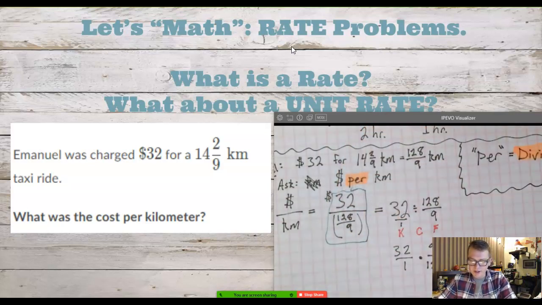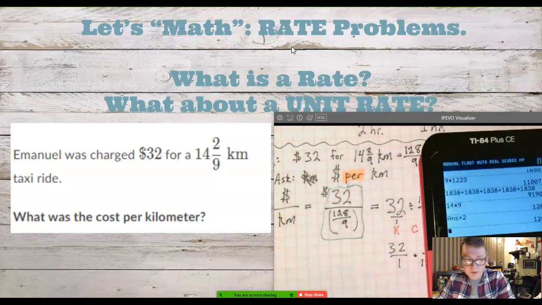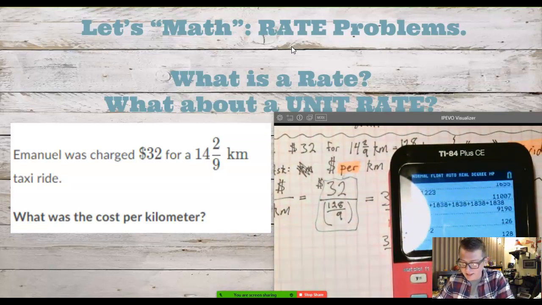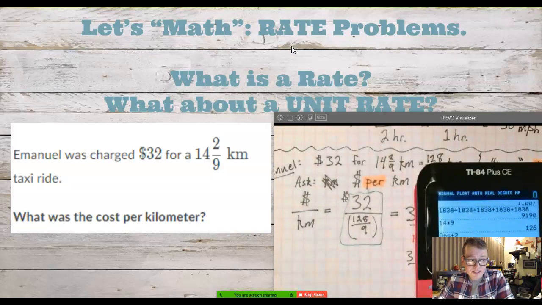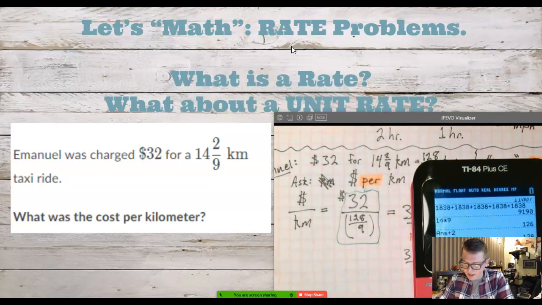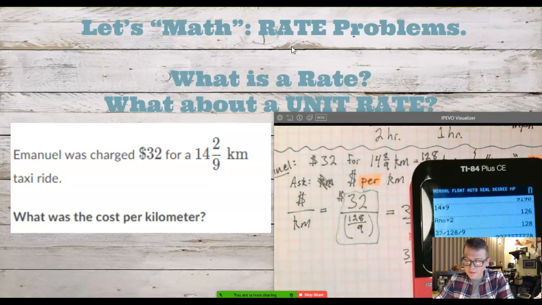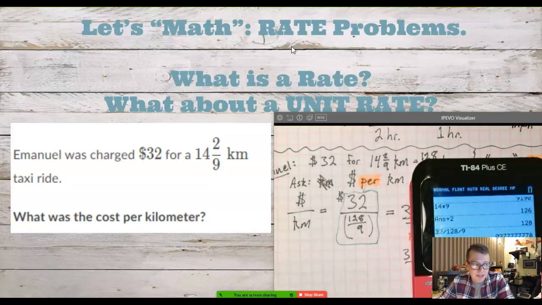So here's what I'm telling you. If I type, watch, please just watch my screen, 32 divided by 128 divided by 9, compared to 32 divided by parentheses, 128 divided by 9, parentheses, they're two different answers. This is where I want you to be really careful thinking about what's actually happening. It's not 32 divided by 128 and then divided by 9.